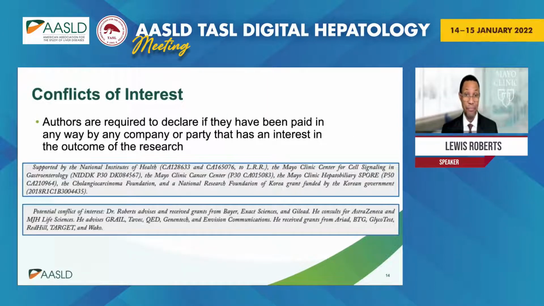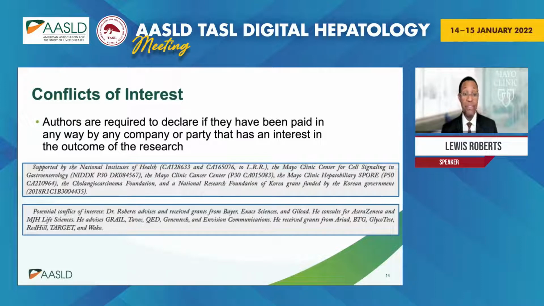The next thing is that it's important for authors to address conflicts of interest. Authors are required to declare if they've been paid in any way by any company or party that has an interest in the outcome of the research. And here we see the funding support for the study, different sources of funding as proof of the source of funding for the study and proof that there is no conflict there.